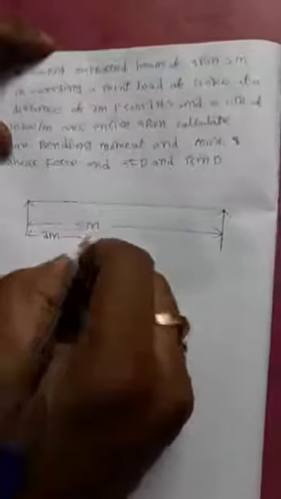A simply supported beam is nothing but a beam resting on two supports, having a span length of 5 meters. It is carrying a point load of 40 kilonewtons at a distance of 2 meters from the LHS, the left hand side, and a UDL of 10 kilonewtons per meter over the entire span.